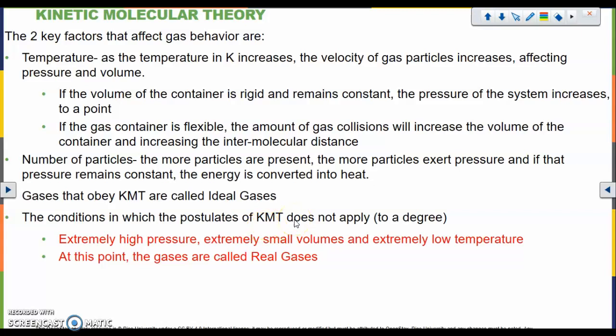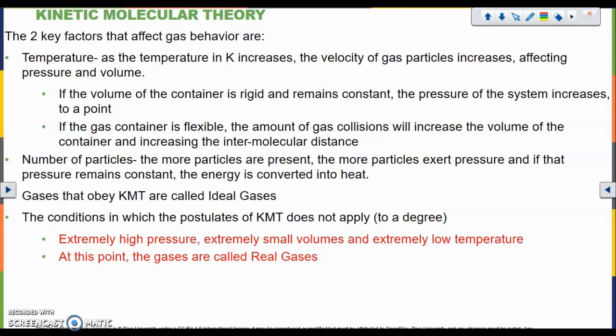Hello everyone, in this lecture video I will be doing an introductory lesson on the gas laws, specifically on the kinetic molecular theory, which is the slide in front of you, as well as some basic conversions between different units of temperature and pressure, okay?